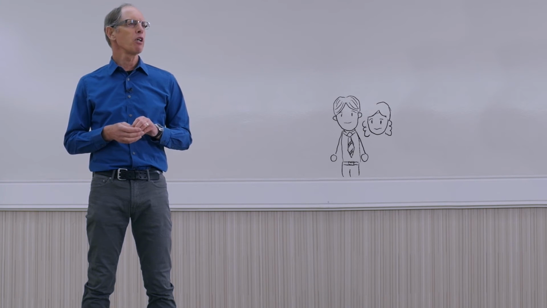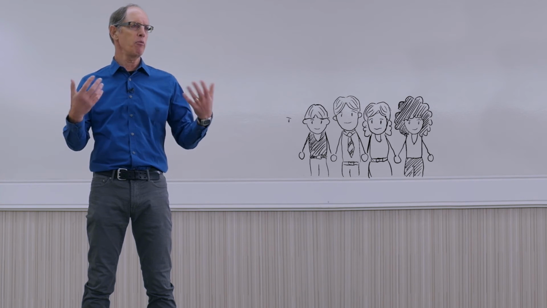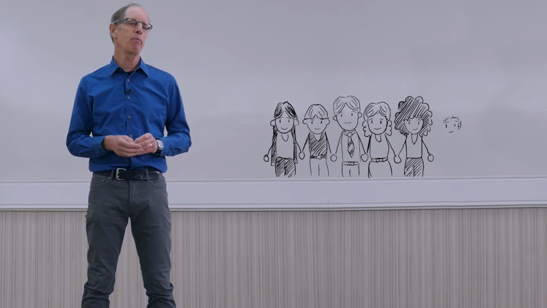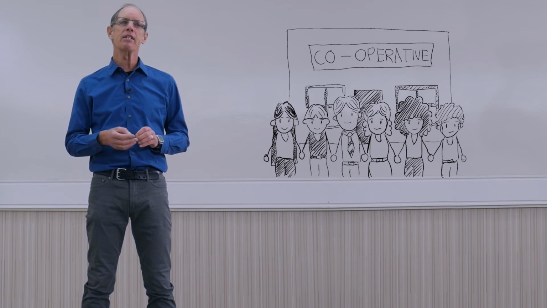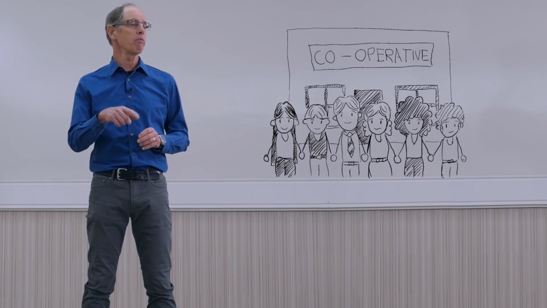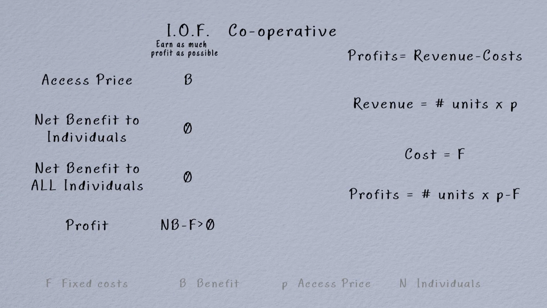So over in this parallel universe where the co-op is operating, what kind of calculation and strategy are they thinking about? Well, for the co-op members, and we can call them that because they are now the people that have formed this co-op, they want an access price that is as small as they can get while still making sure that the good gets supplied. And that price is F divided by N.